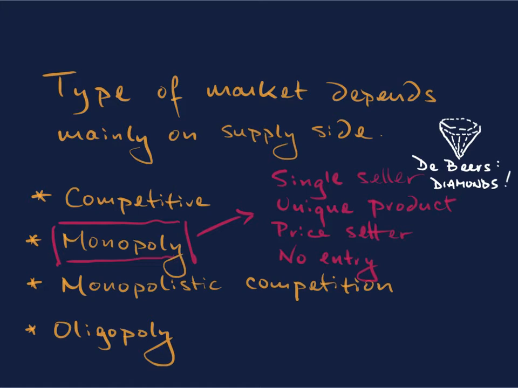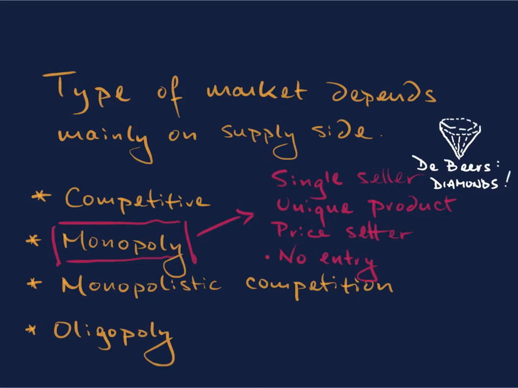Why don't they sell all their diamonds? Because if they did, diamonds would become commonplace and the price would fall. So De Beers restricts the supply of diamonds in order to maintain a high price. So again, characteristics of a monopoly: single seller, a unique product, a price setter. And the monopolist can set price, though again, there's a trade-off between price and the quantity they can sell.